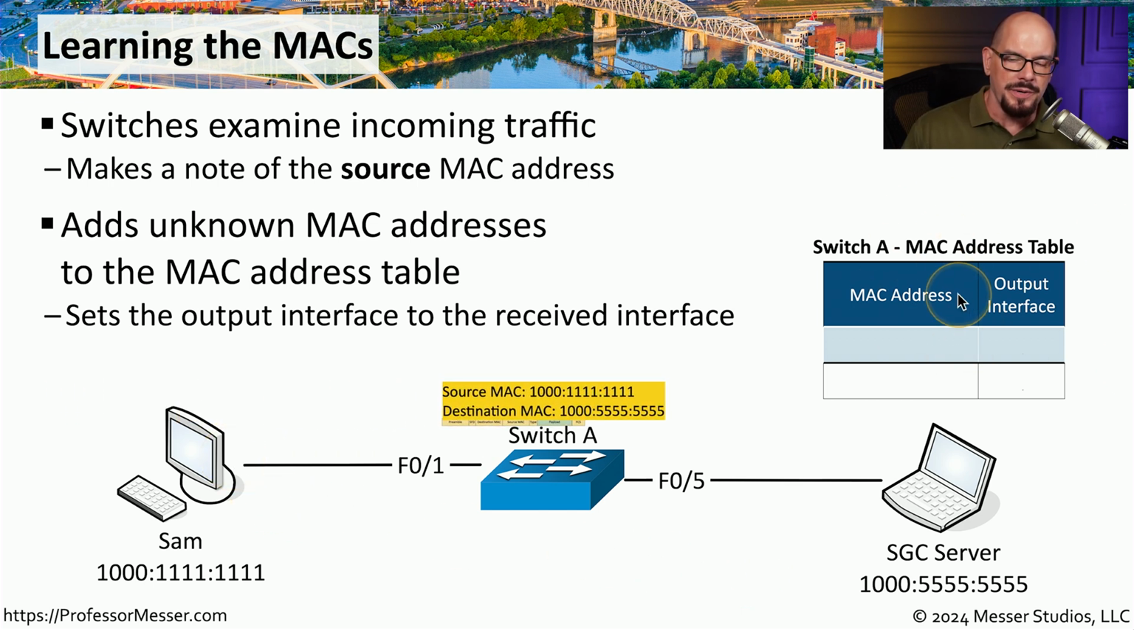This switch's MAC address table is currently empty, so this frame coming through with this source MAC from Sam's machine will be something the switch has not seen before, and so it needs to add that to the table. So it will take note of the source MAC address, and it will add that source MAC address to the table. It will also make a note of the interface that this frame was received on. In this case, the interface is F0/1, and that is also added to the MAC address table.